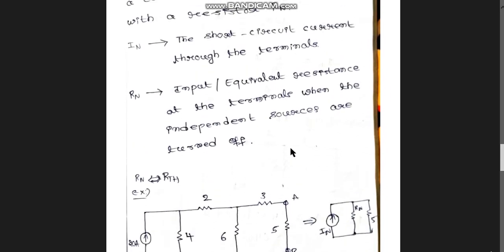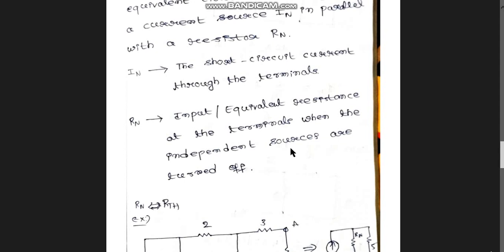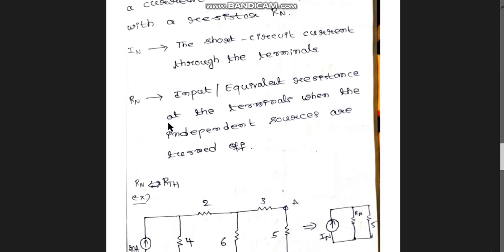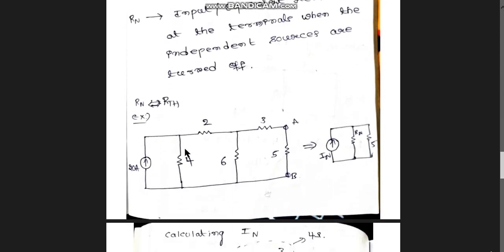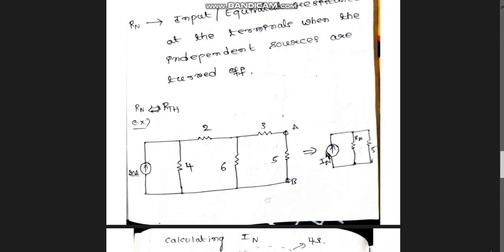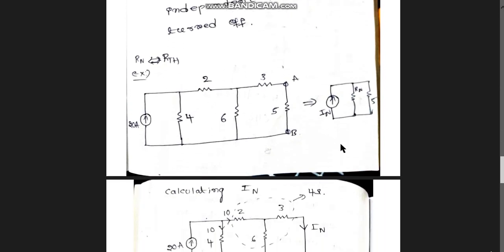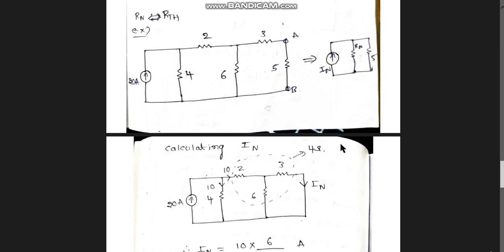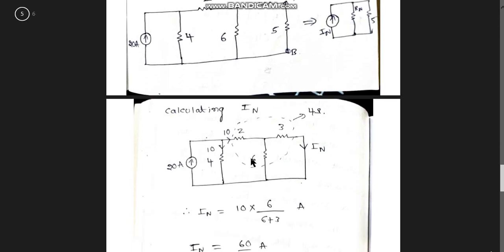Actually, there is no big difference between Thevenin's and Norton's theorem. The only thing is, calculating Rn is the same as calculating Rth in Thevenin's theorem, but IN is a bit different here. So this is the circuit for evaluating Norton's theorem, and this circuit can be replaced by this simple circuit. Let us understand. First thing is calculation of IN.